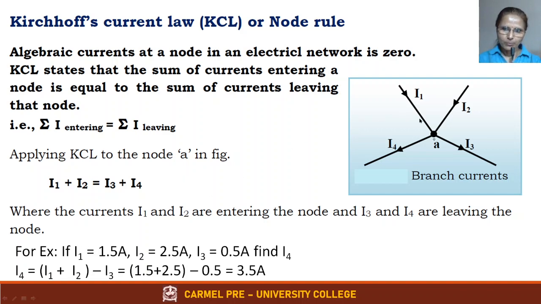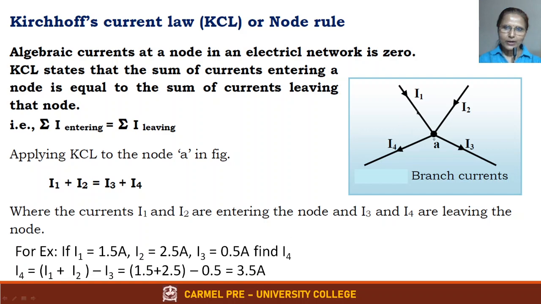If I1 is 1.5 amps, I2 is 2.5 amps and I3 is 0.5 amps, how to find I4? According to this equation, I4 is nothing but I1 plus I2 minus I3. So substituting, we will get I4 as 3.5. The sum of these two should be equal to the sum of these two. We can cross verify. I3 is 0.5 plus I4 is 3.5, together it is 4 amps.